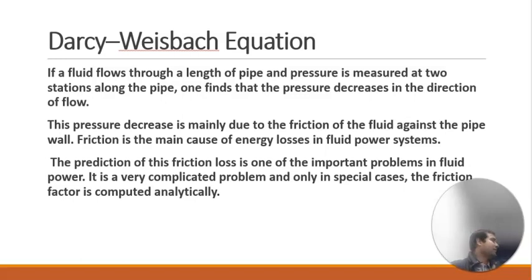Now there's a reason, and you should know that for your exam as a bullet point. The decrease in pressure is mainly due to friction, and that friction will cause energy losses. If there's a question about a long horizontal pipe, what results in the decrease in pressure, the answer is the friction. And why friction? Because it causes energy losses.